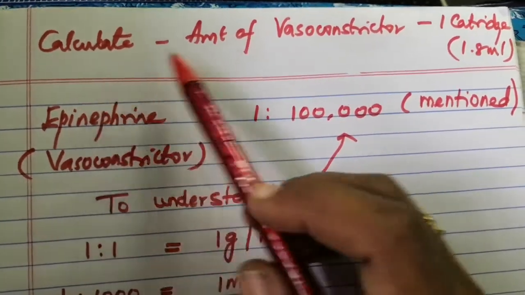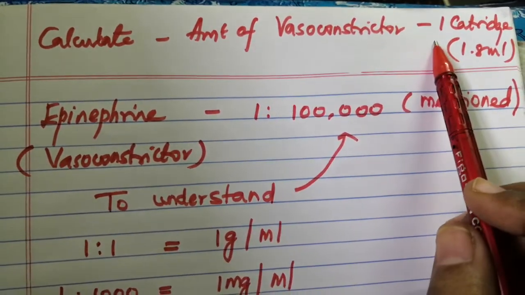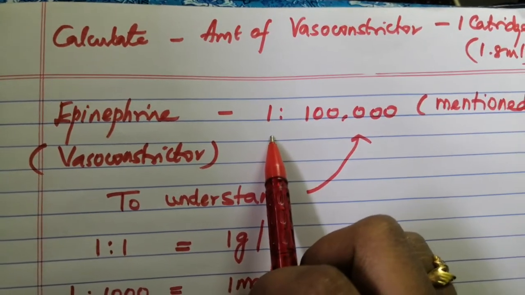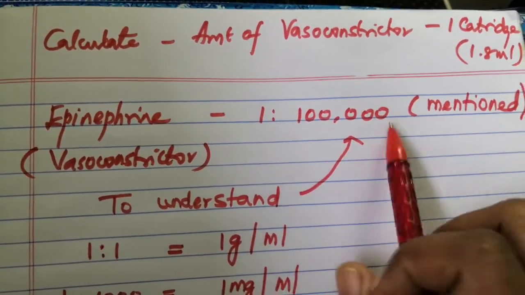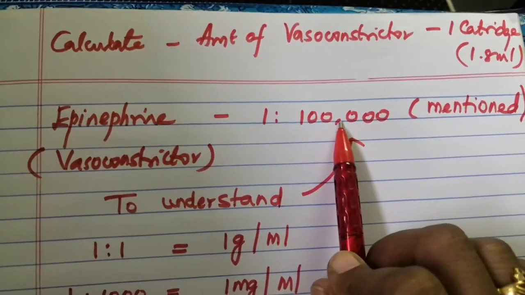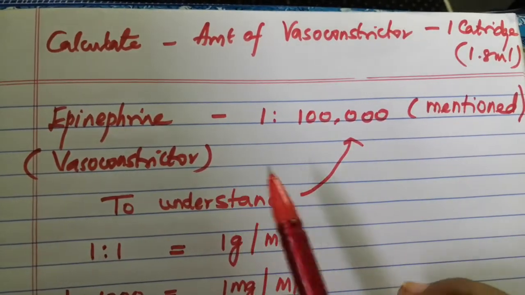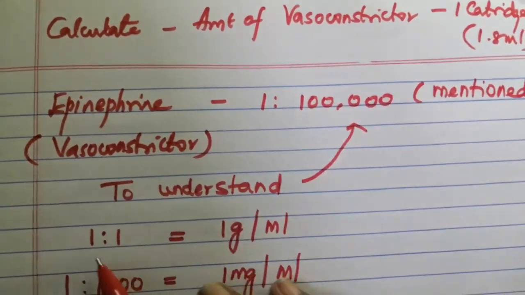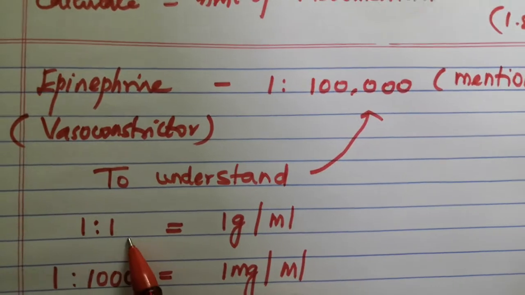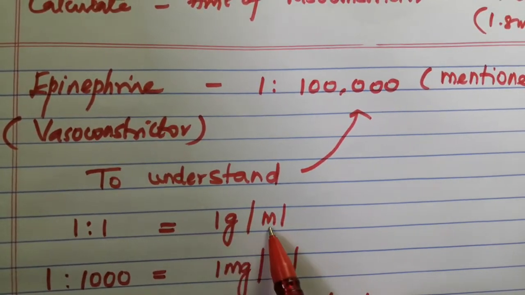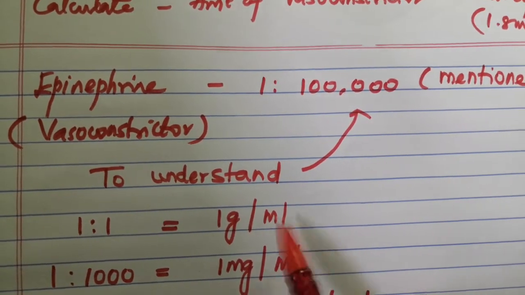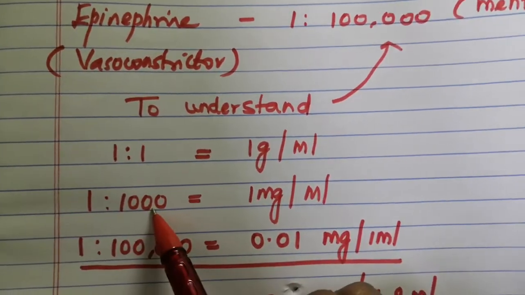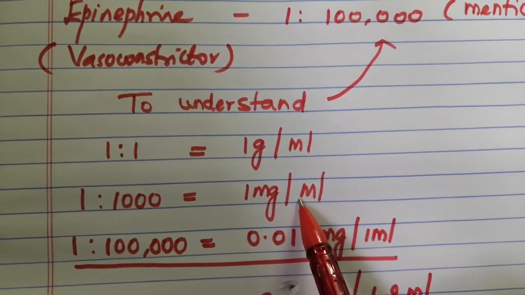Then how to calculate the amount of vasoconstrictor present in a single cartridge. For the epinephrine, for example, it is 1:1 lakh, which would be mentioned. For understanding purposes, initially instead of 1:1 lakh we will just consider 1:1. 1:1 means 1 gram in 1 ml. If it is 1:1000, then it is 1 milligram in 1 ml.